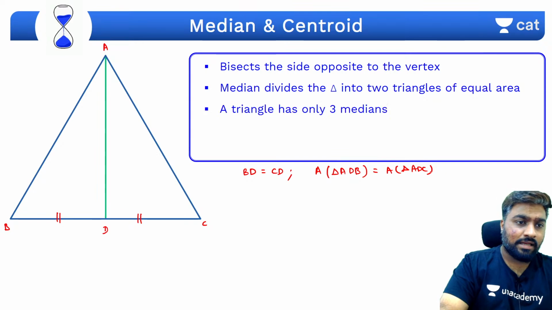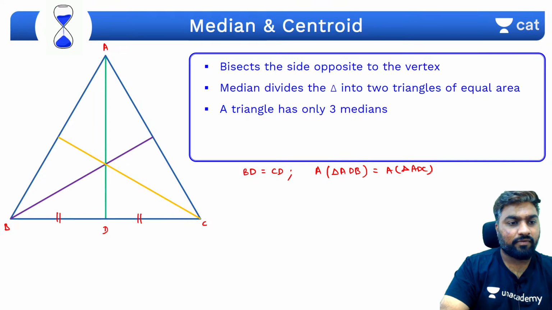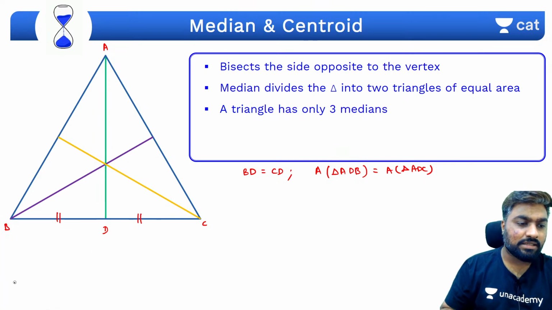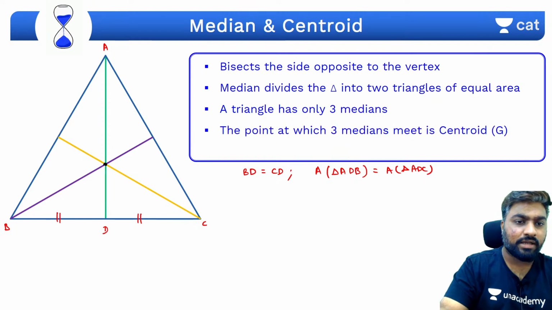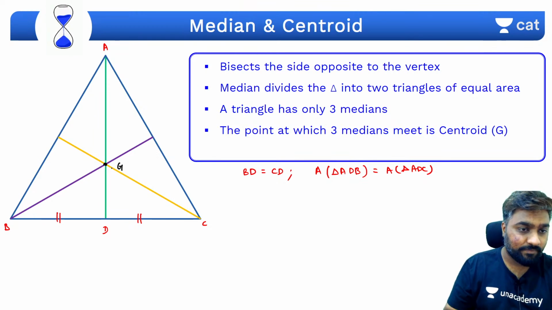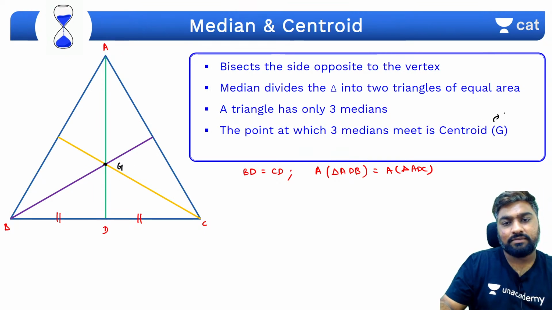Number three, a triangle has exactly three medians, coming in from each of the vertices. There is always a point where all the three medians meet. This point is called the centroid, and it is represented by the letter G. Why G? Because this is also the center of gravity of this triangle.